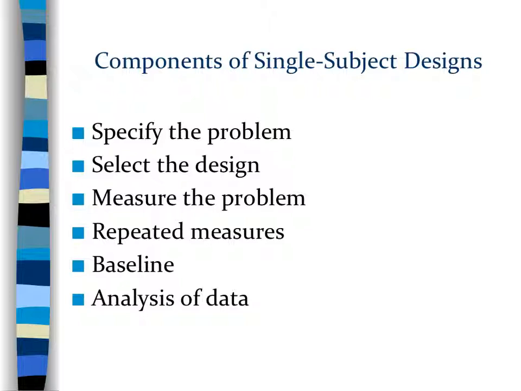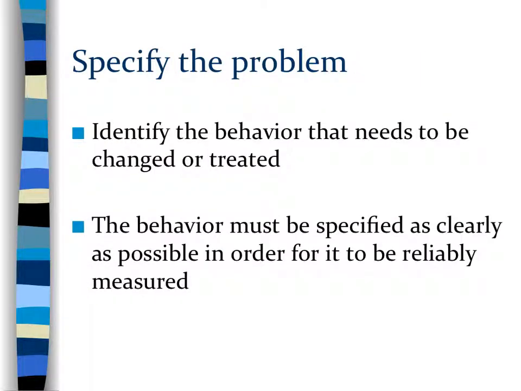This is an interaction in single subject research. So, the basic components, just to summarize, are that we need to specify the problem, select the design that we will be using, measure the problem, have repeated measures, have baseline and treatment data, and make sure that we understand how the data would be analyzed. In the specify the problem phase, we must identify the behavior that needs to be changed or treated, which would be your dependent variable. The behavior must be specified as clearly as possible in order for it to be reliably measured. And this is really, really critical.